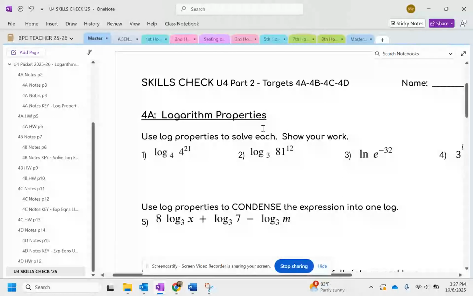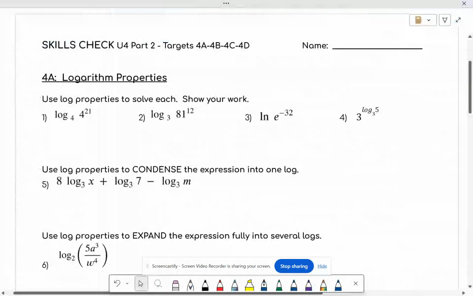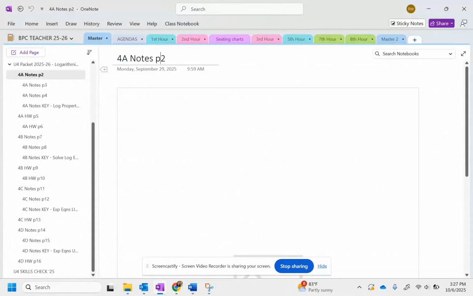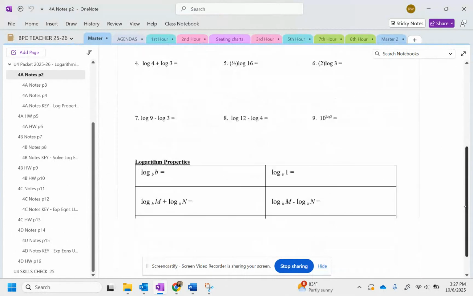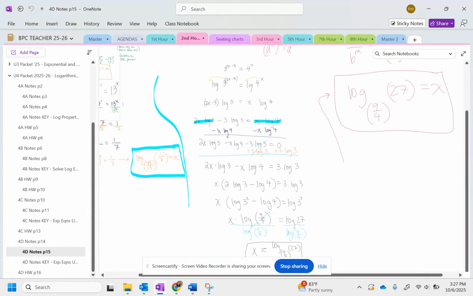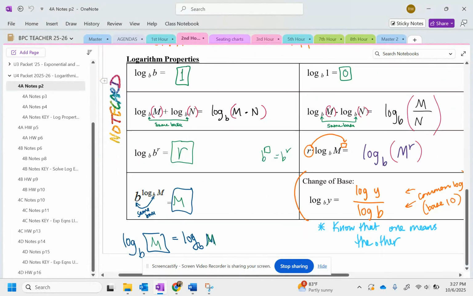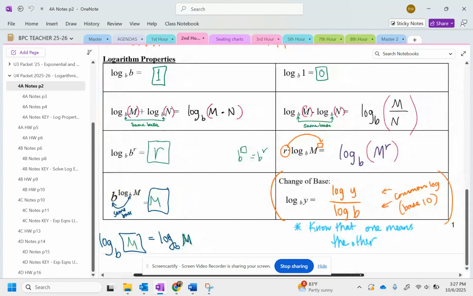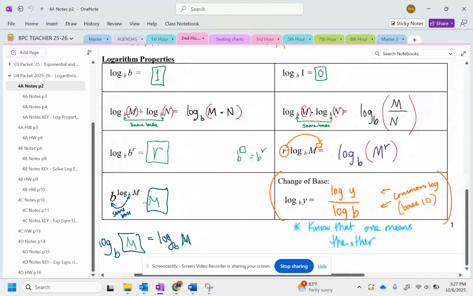All right, for 4A, for logarithm properties, we are going to use our properties from our notes right here. Let's go to our actual notes. So we're going to use these properties that hopefully you have on your note card.